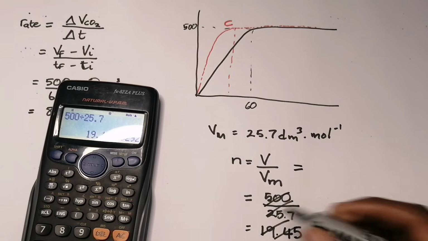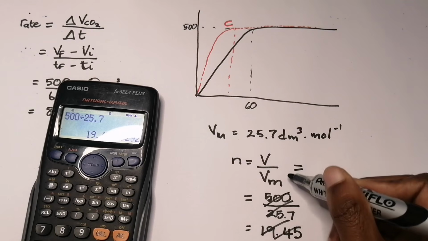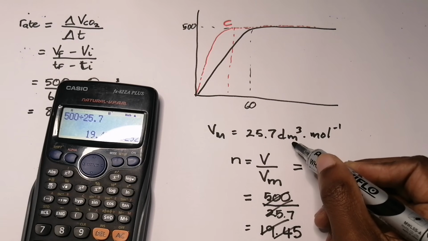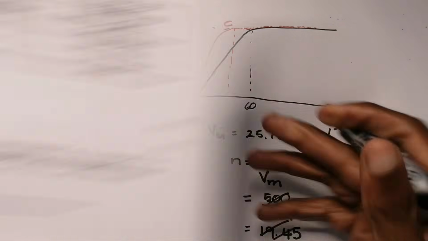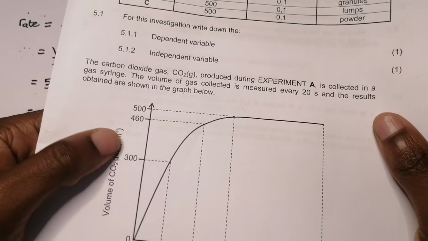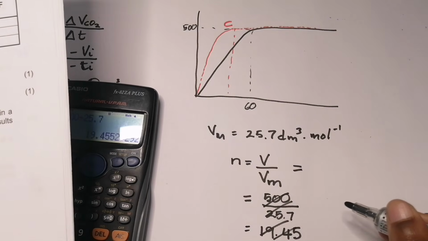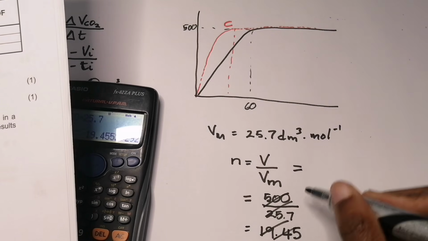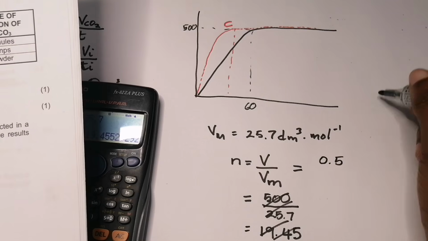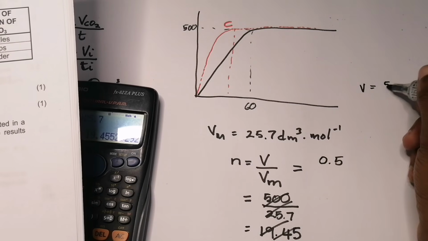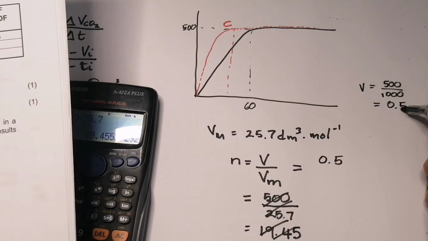Please note that this volume here should be in cubic decimeters because our molar gas volume is cubic decimeters per mole. My volume in the table was given in cubic centimeters. Can you see that? So now I need to convert that to cubic decimeters. So this is 0.5. And where did I get the 0.5? Because 500 divided by 1000 gives me 0.5, isn't it?